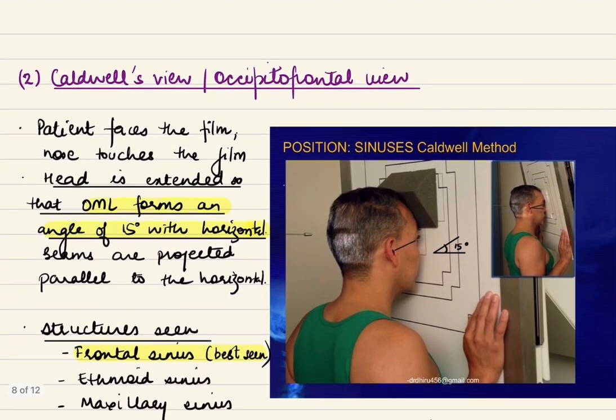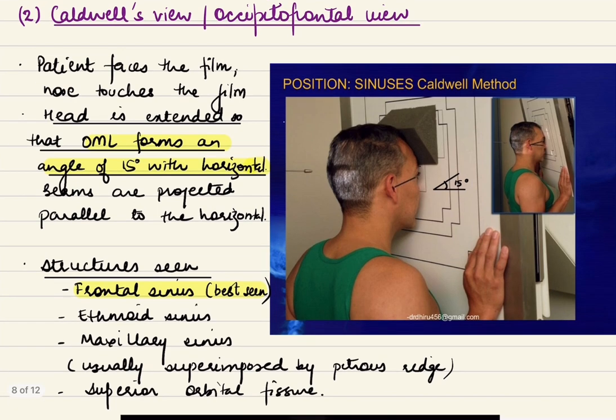Now coming to the second view, that is Caldwell's view or the occipitofrontal view. In this case, the patient is positioned facing the film and the orbitomeatal line is brought at an angle of 15 degrees to the horizontal, and the beams are projected parallel to the horizontal. So, the patient faces the film with the orbitomeatal line being at an angle of 15 degrees to the horizontal.